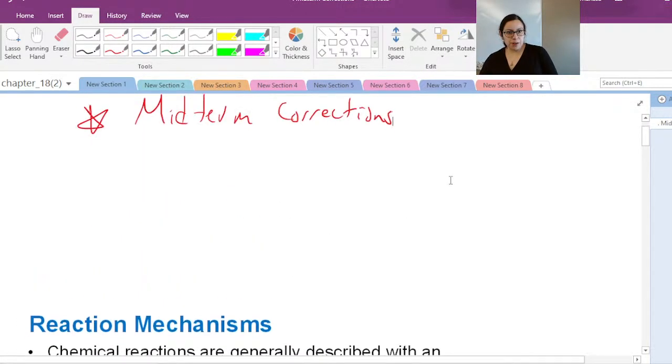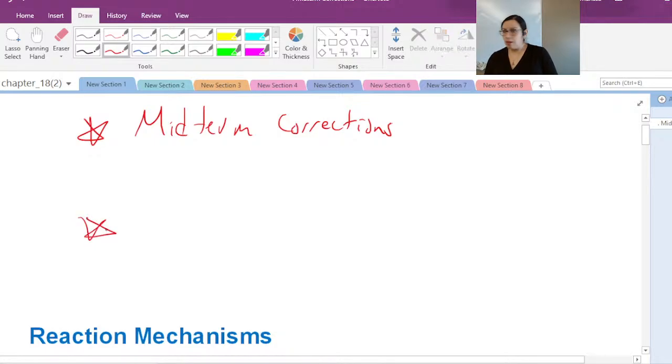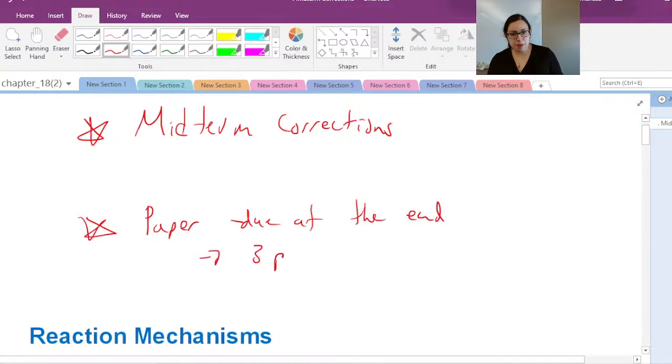And then, of course, don't forget about your paper. That's kind of on the back burner, hopefully. So, paper, due at the end. And again, this is just a draft, so 3 pages. If you want to show me an outline or anything before, I'm more than happy to help or meet with y'all, set up an appointment. So get that taken care of.